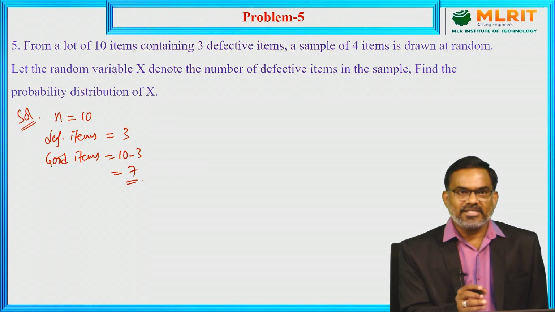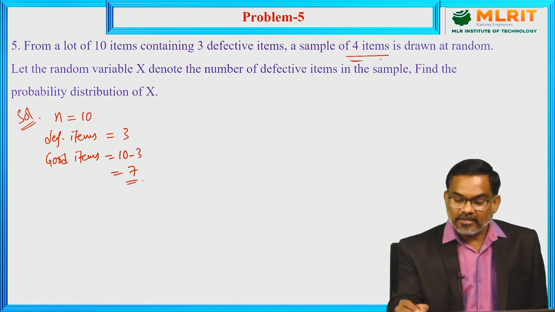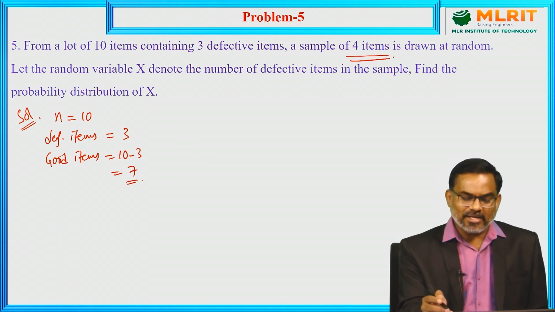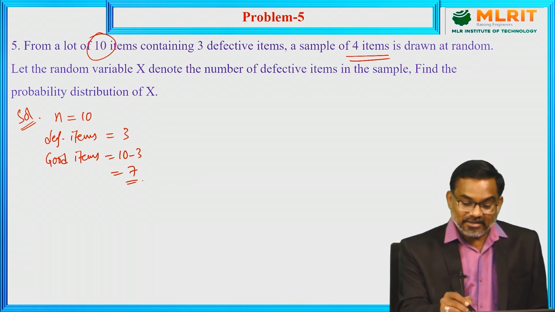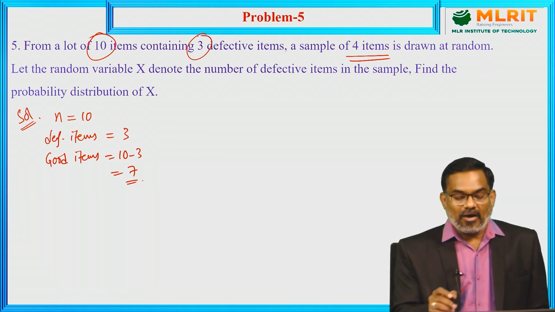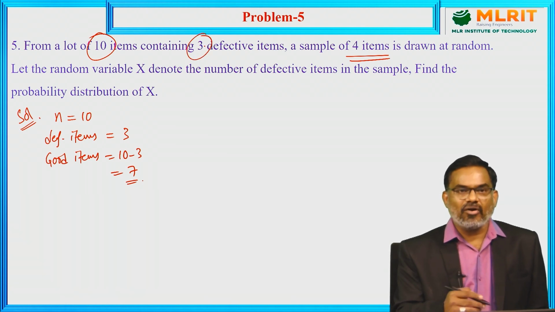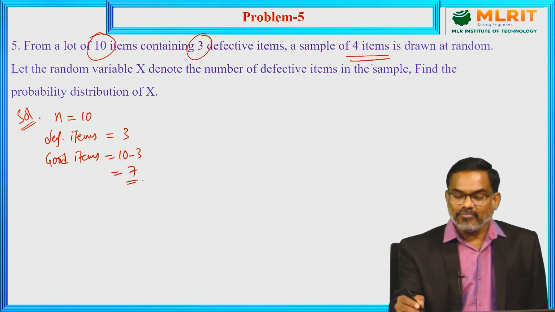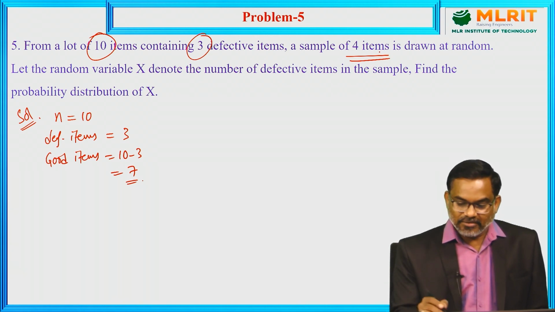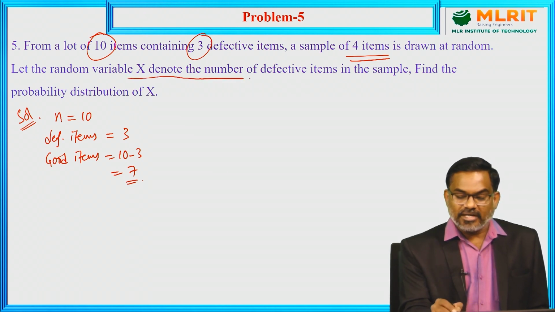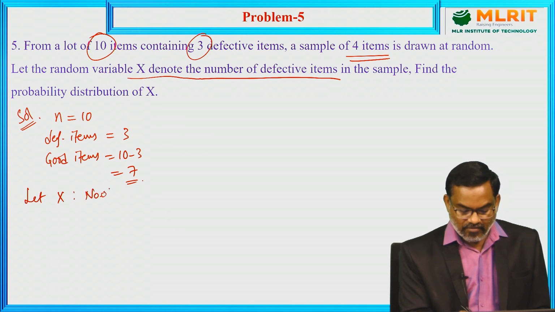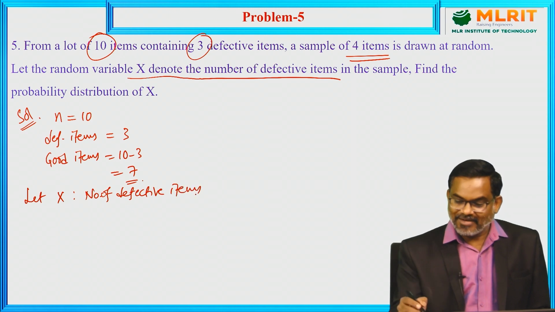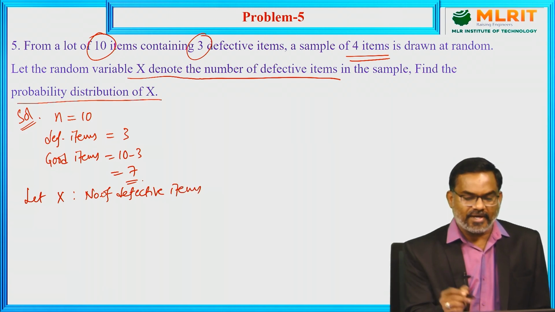Now from this lot, 4 items are drawn. So here different numbers are given: 10 denotes the total number of items, and out of 10 there are 3 defective items, so 7 non-defective items, and from that, 4 items are drawn. Now X denotes the number of defective items. So let capital X denote the number of defective items. Then find the probability distribution of X.